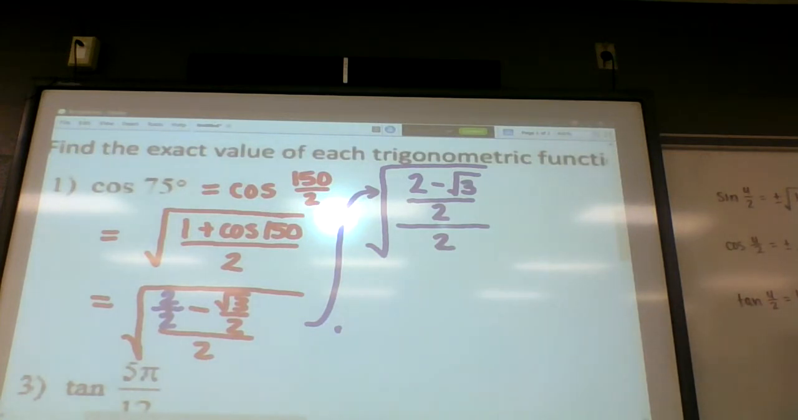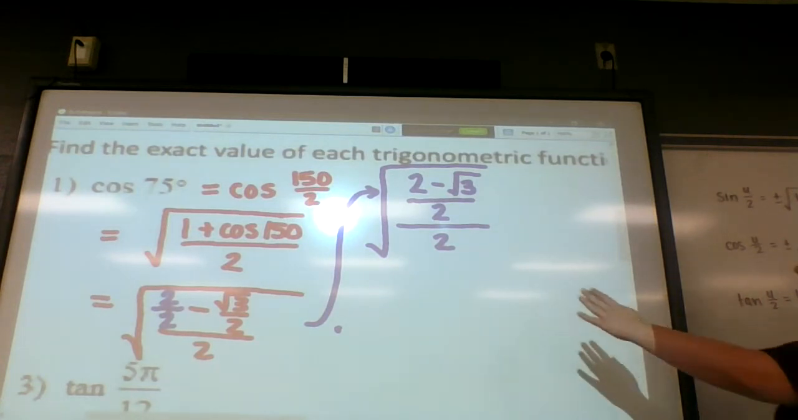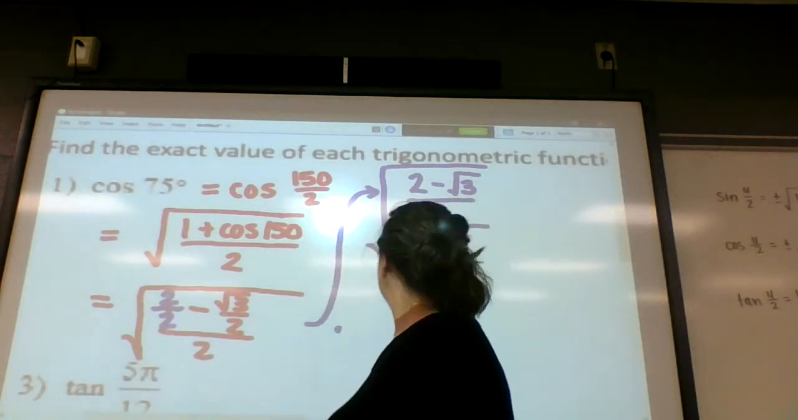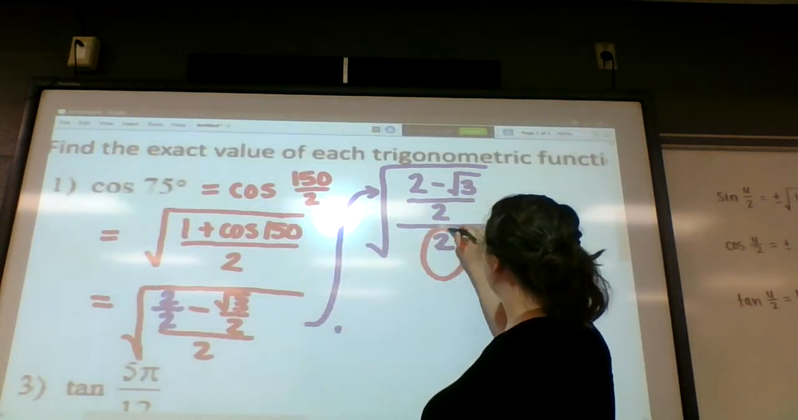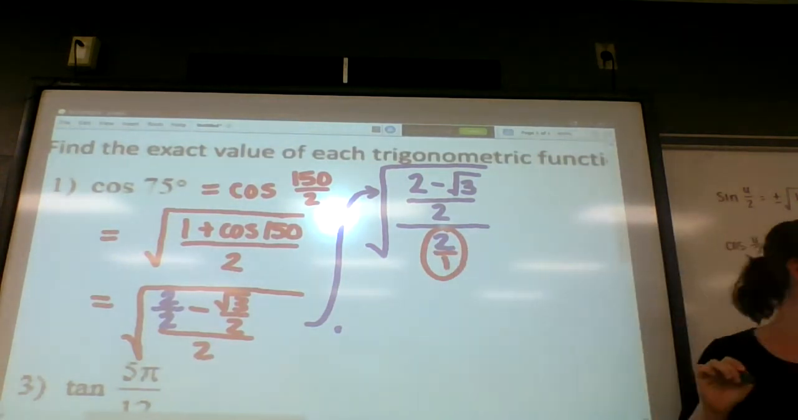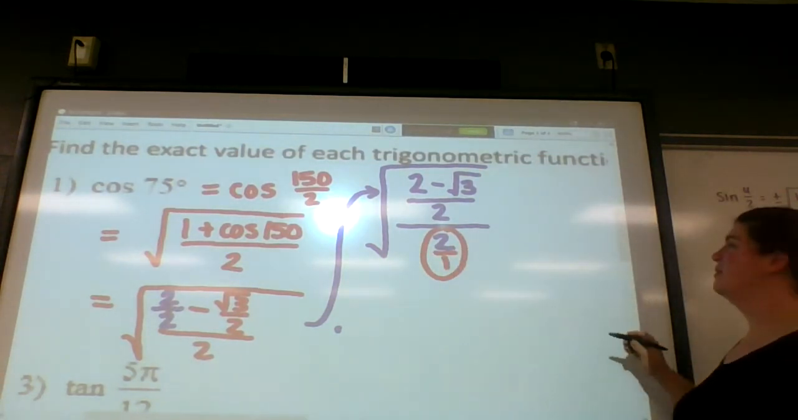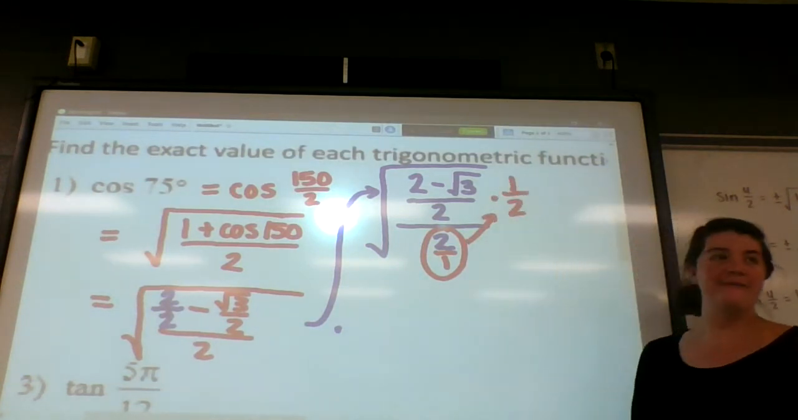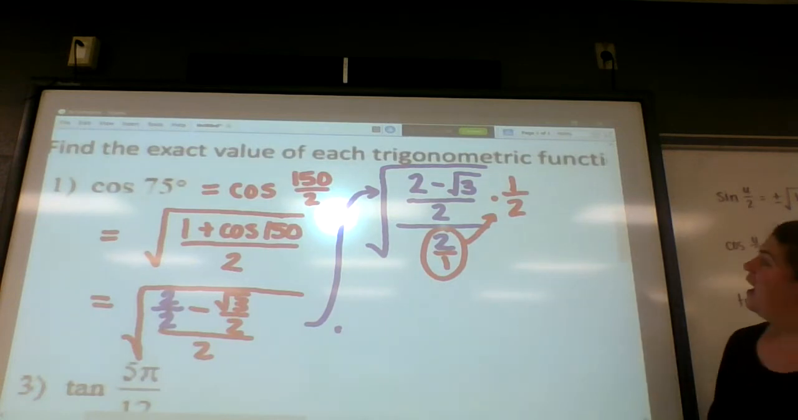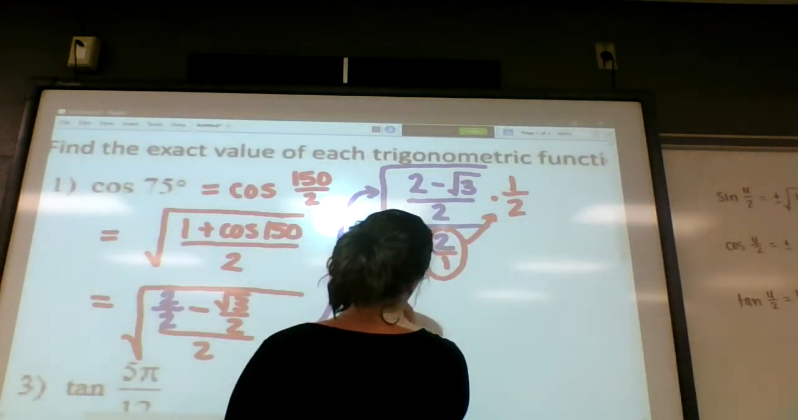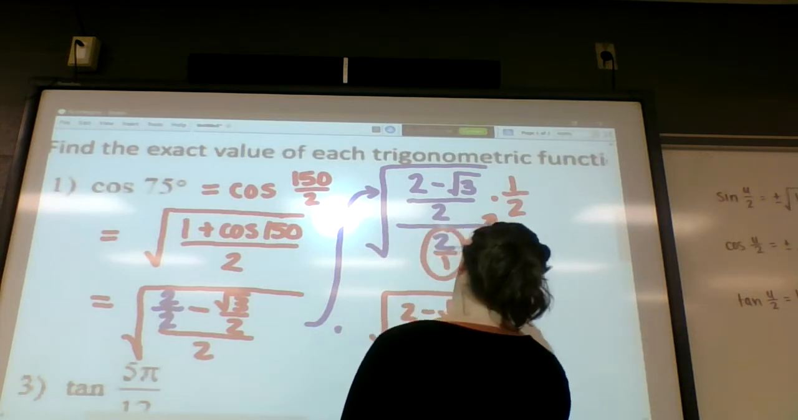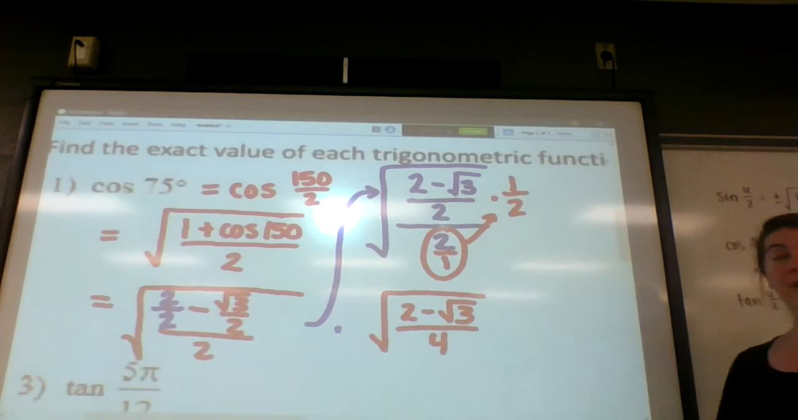And now you have a fraction in a fraction. We're going to take care of this big divide by 2 by flipping and multiplying. This 2 right here is technically 2 over 1. Flip it and multiply, so it becomes times a half. So we still have that big square root, we still have the 2 minus square root of 3 in the top, and in the bottom, we'll have 2 times 2, which is 4.